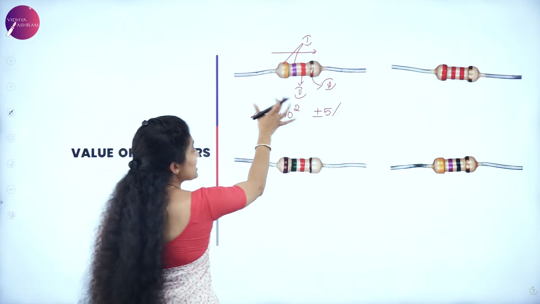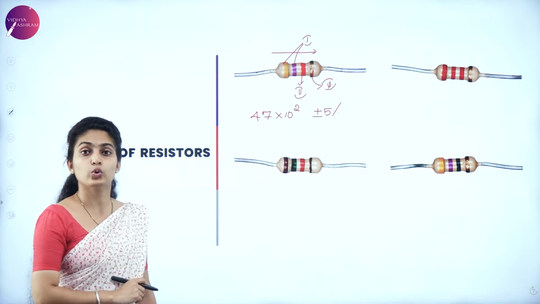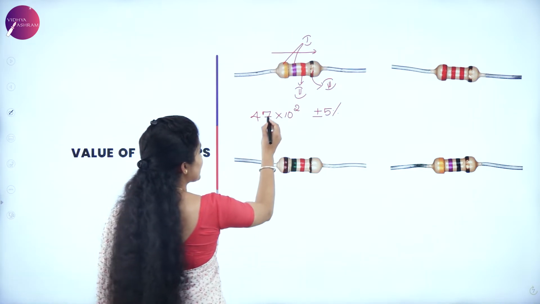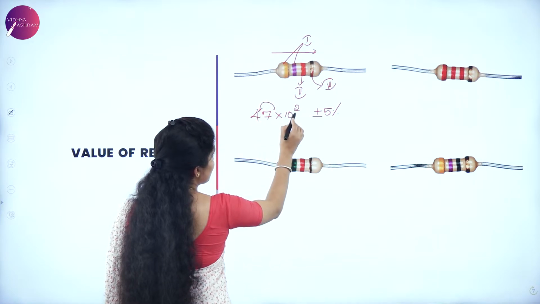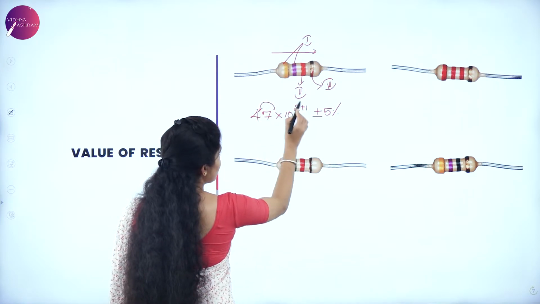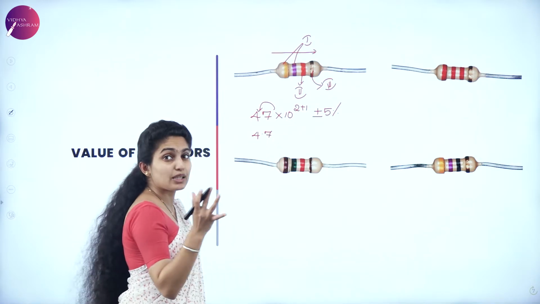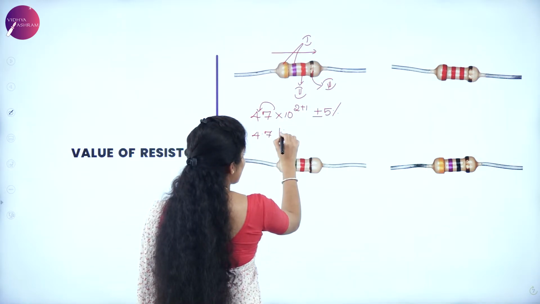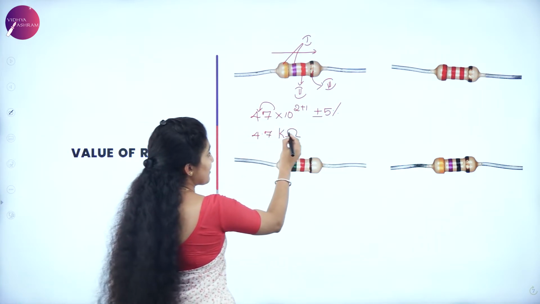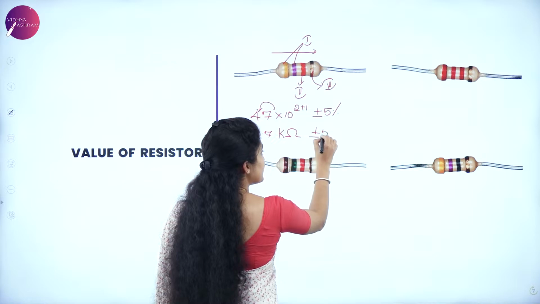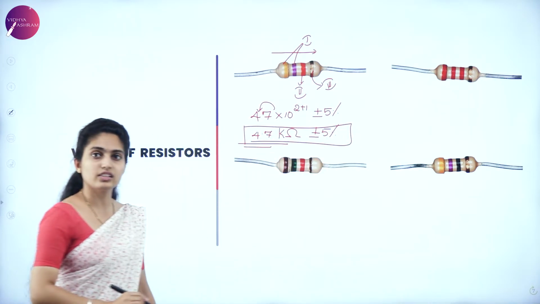So this is the value of this resistance. How can you rewrite this value in terms of ohm? It can be easily written as, just add a point to it, so it becomes plus 1, so it becomes 4.7. 10 to the power of 3 is nothing but kilo, so you can just write it as kilo, and resistor is given in terms of ohm. So 4.7 kilo ohm, and the tolerance is plus or minus 5%. So this is one of the resistor's values.